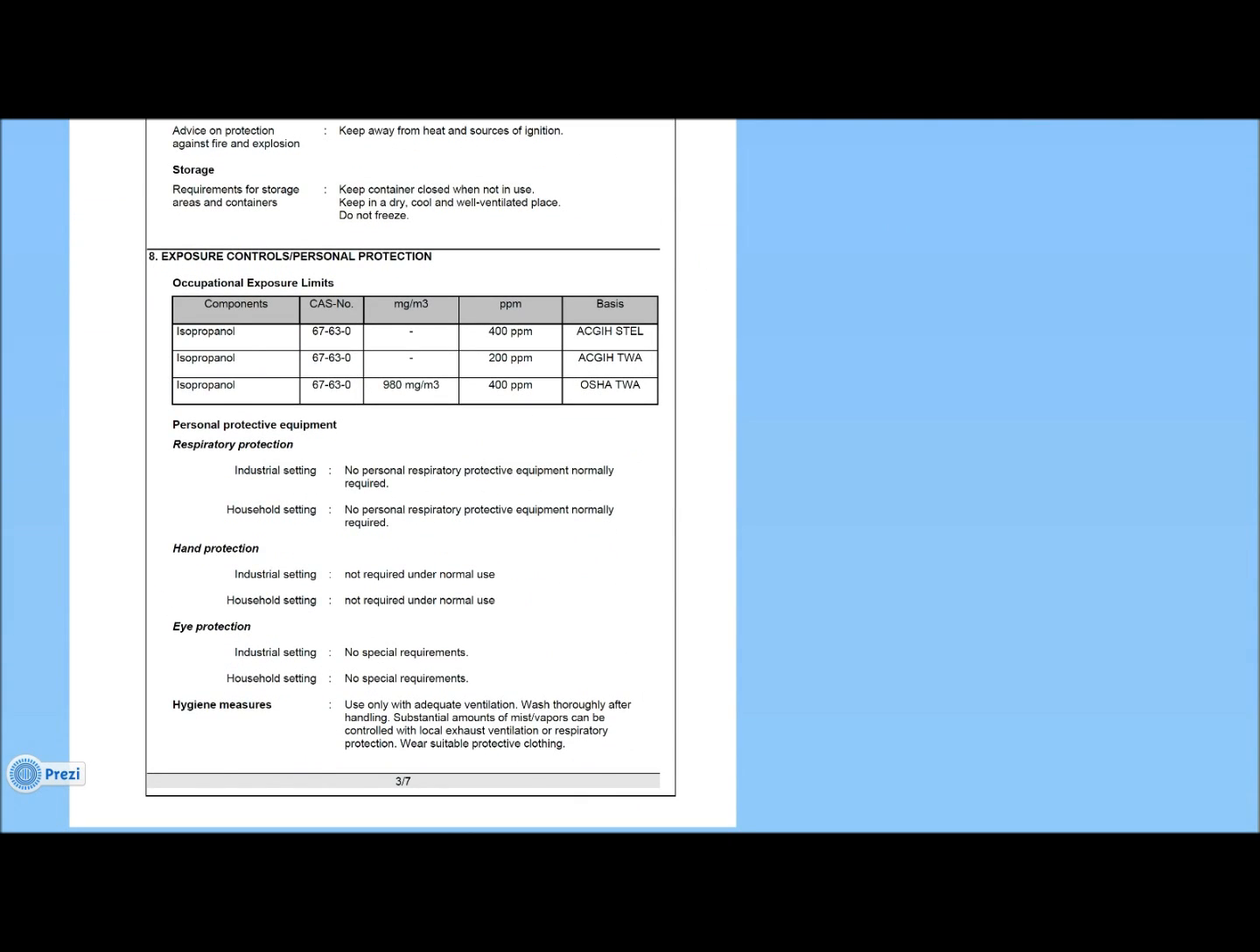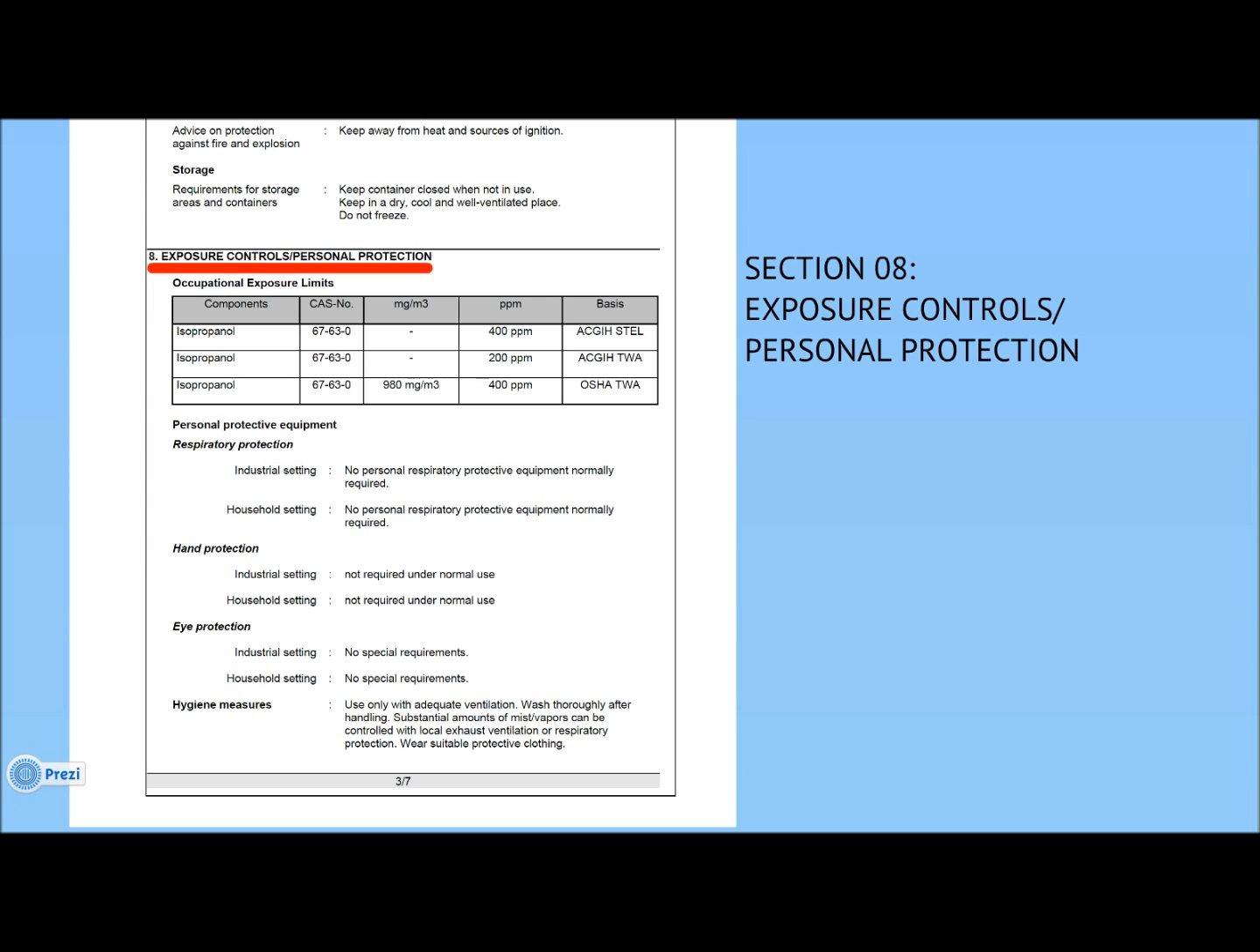Section 8, Exposure Controls and/or Personal Protection. This section indicates the exposure limits, engineering controls, and personal protective measures that can be used to minimize worker exposure. Here you will find the permissible exposure limits, the appropriate engineering controls to have on hand, and any recommendations for personal protective measures to prevent illness or injury from exposure to chemicals. This will include information on the appropriate personal protective equipment and any special requirements for the personal protective equipment.